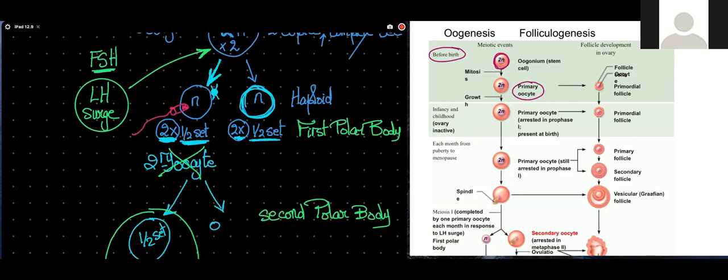No, you have a limited number, and that's why females will have menopause. Why do females have menopause? Simply because over time, over the fertility period, they will be consuming those primary oocytes. So the mitosis here takes place only during fetal life, before birth.